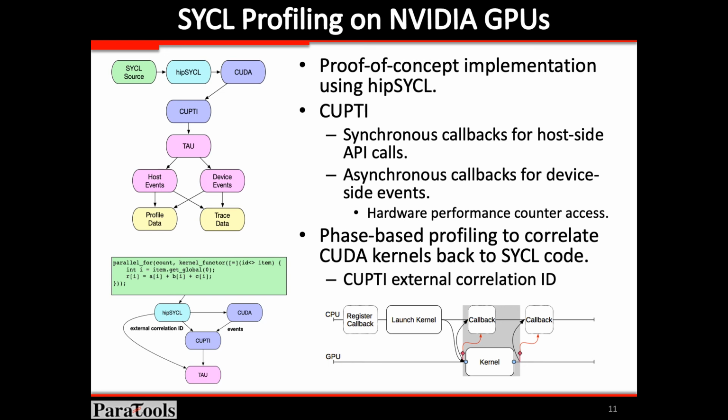To do this, we instrument the HipSYCL runtime to start a phase when the backend queues a kernel for execution, and associate the CUPTI correlation ID of the kernel with that phase. When the runtime enqueues a kernel, CUPTI activity push external correlation ID is used to associate that kernel with its calling context in the SYCL code, allowing the profile to include that context.